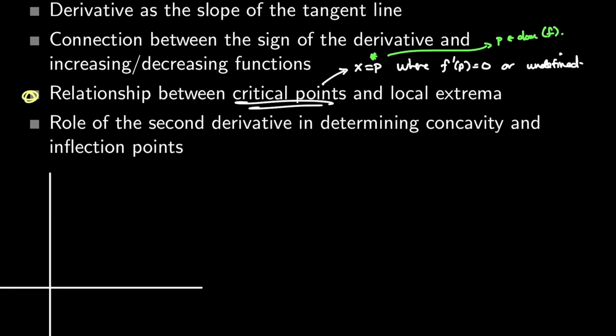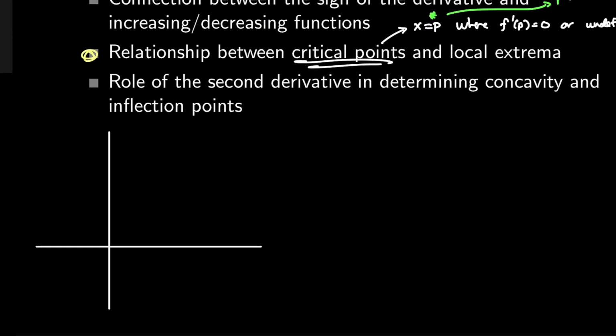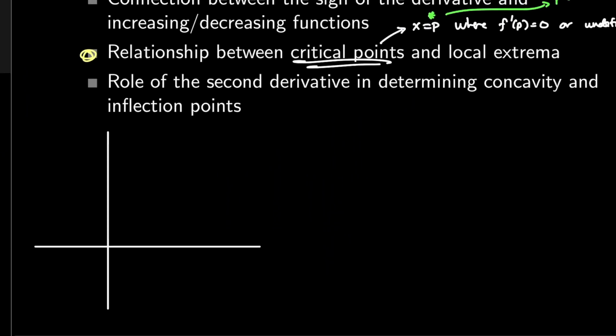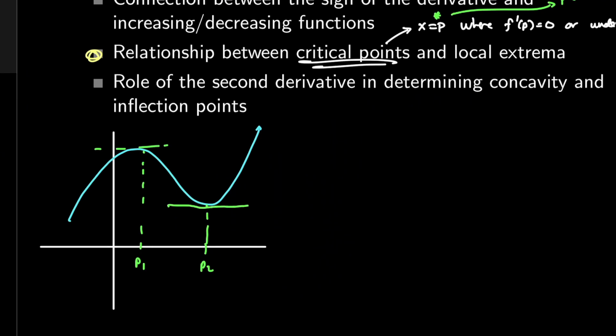So, what is the relationship between critical points and local extrema? If a function has a critical point, that means, like here, we'll say, let this be P1, let this be P2, and my function does something like this. A critical point means it's a point where the derivative, f prime, or the slope of the tangent line, is 0. So that can be the case here and here, where I have obviously a local max. We have a local min.